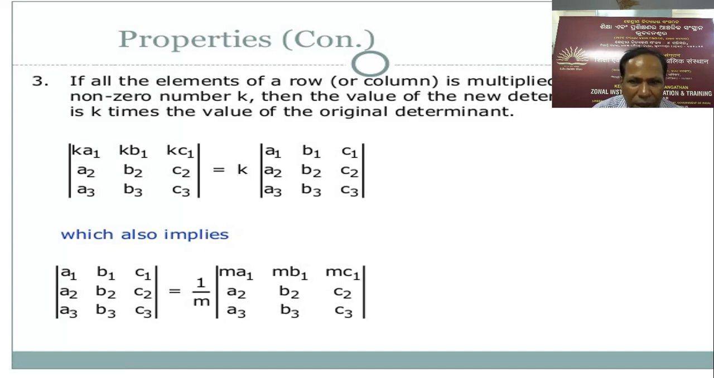It is unlike the case of matrices, where we have discussed that whenever we multiply a matrix by a non-zero constant, we multiply each and every element of the matrix by that constant. But in the case of a determinant, whenever we multiply a determinant by a constant, that means we multiply all the elements of a row or of a column by the same constant.